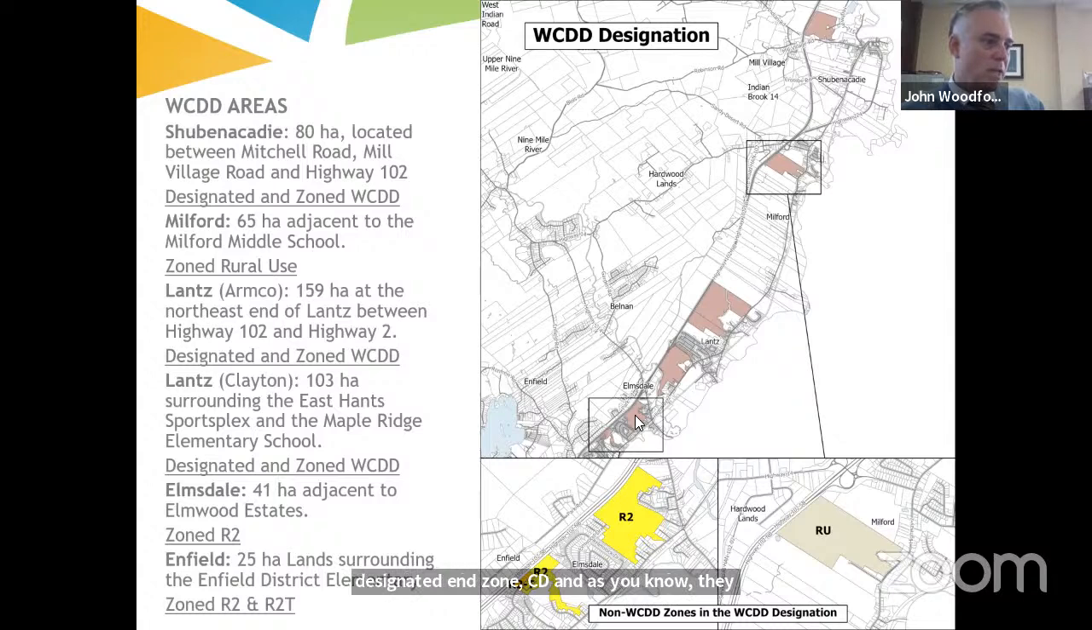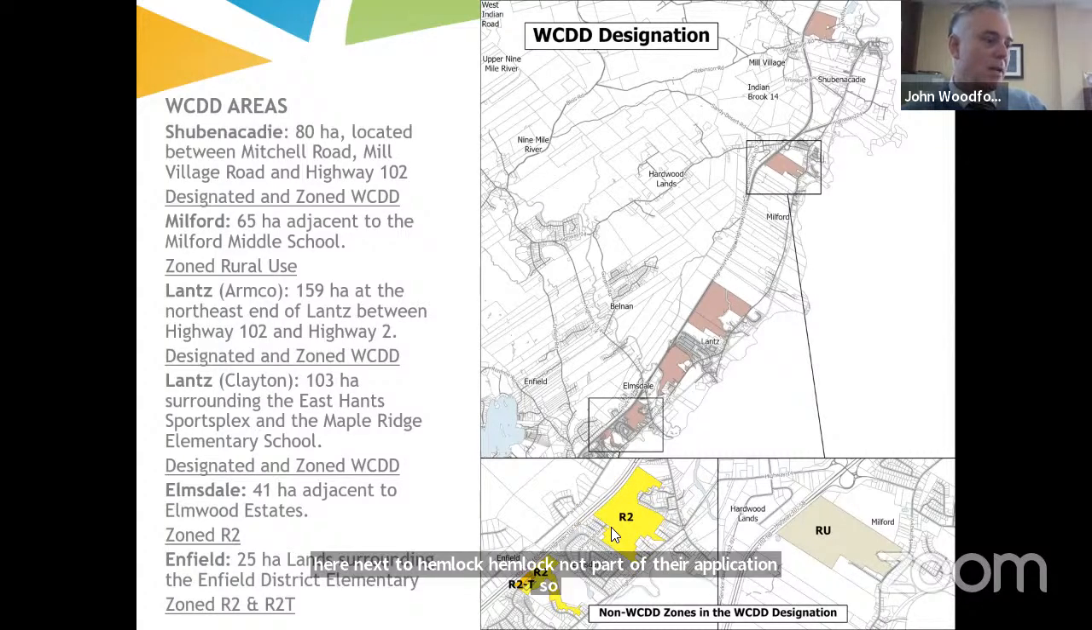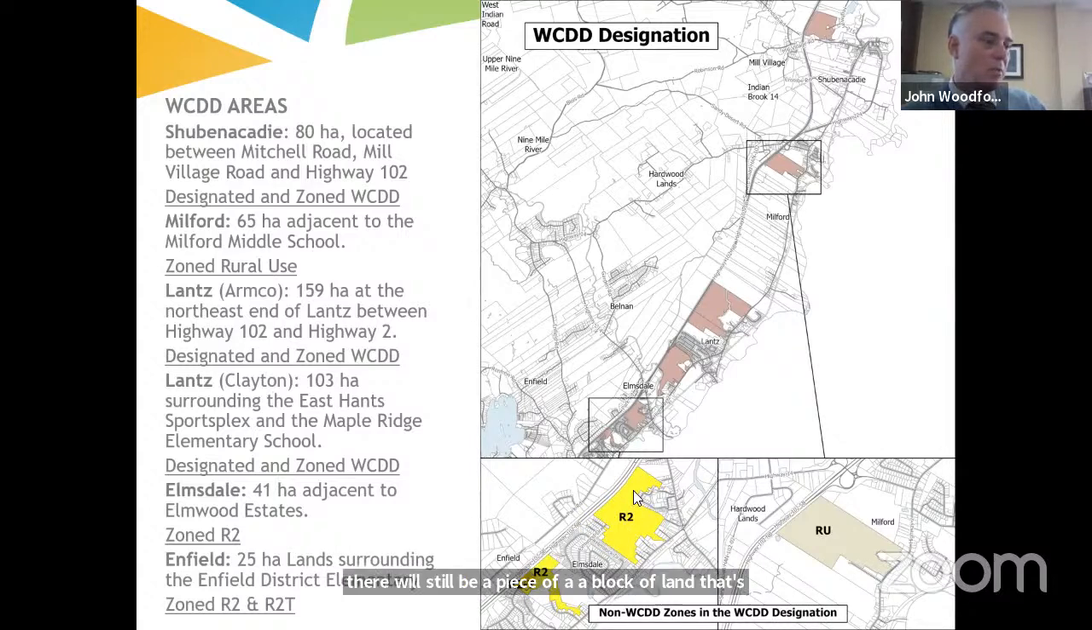And then we come down to the FH site here in Elmsdale. That's the one that's zoned R2. Actually, FH doesn't own all of this land. The strip here next to Hemlock is not part of their application, so there will still be a piece of that block of land that's designated CDD but zoned R2 after their application. And then the last one is down here in Enfield, the R2T and R2 property at sort of around the school.